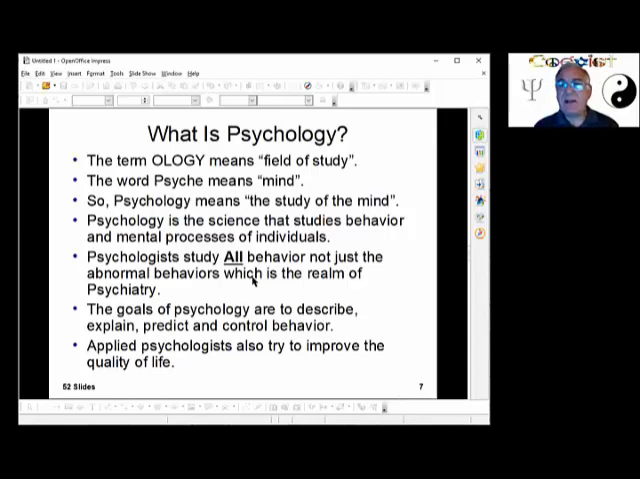Psychologists, however, study all behaviors, the good behaviors, the bad behaviors, mediocre behaviors, whereas psychiatrists are only interested in the bad behaviors, the abnormal behaviors, the pathological behaviors. So we study all kinds of behaviors, and there's a reason for that too.